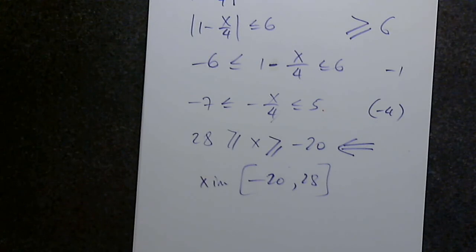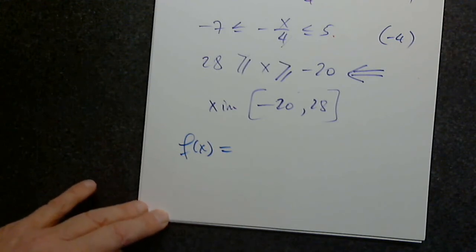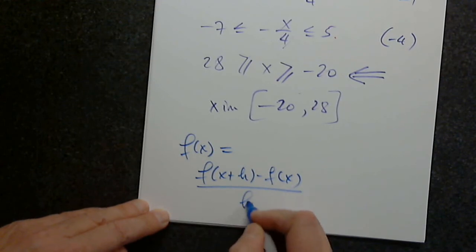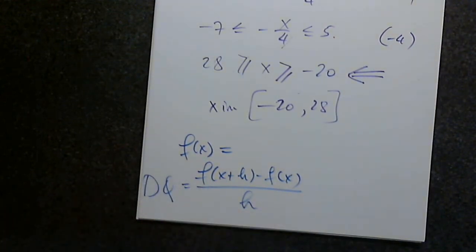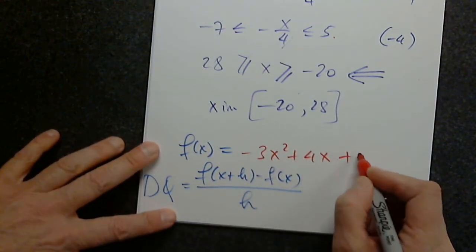Can we do a difference quotient? A difference quotient, very good. So let's come up with a quadratic function. And the difference quotient will be given to you. You don't have to memorize this. That's a difference quotient for any function. Just make one up. So let's say negative 3x squared plus 4x plus 2.